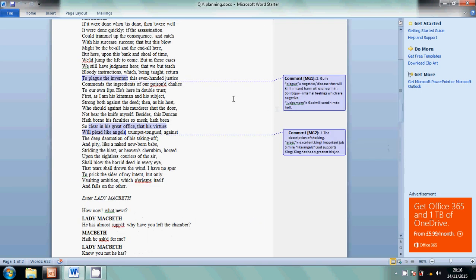You can see there, I then put down my evidence. So this part, plague, is the language. Soliloquy is looking at the form. And then judgment again is looking at language.